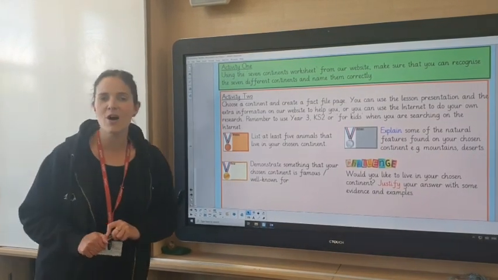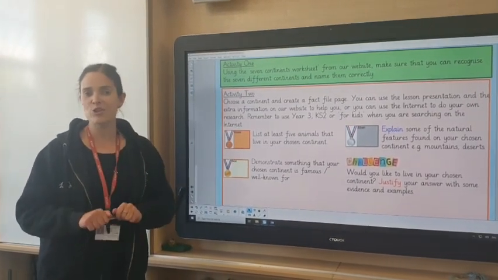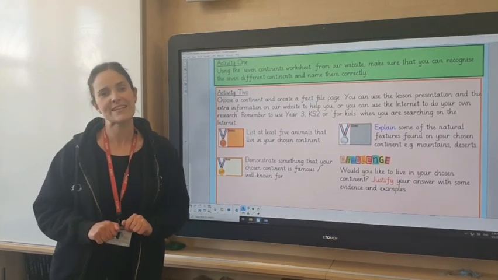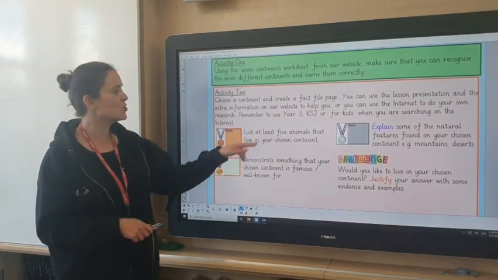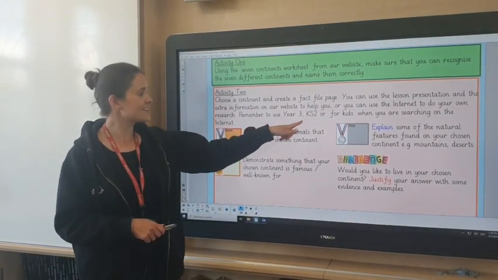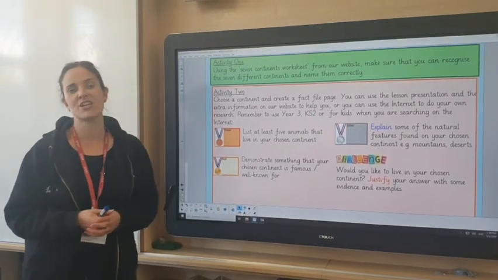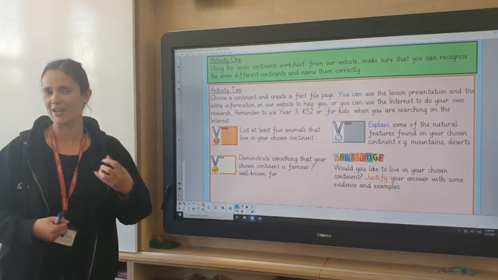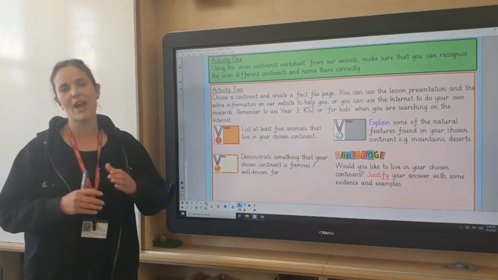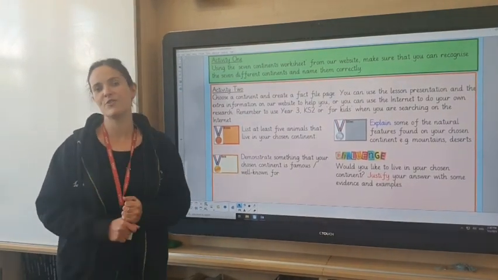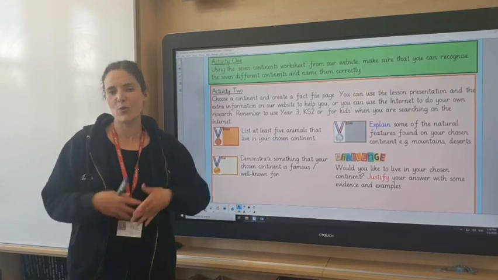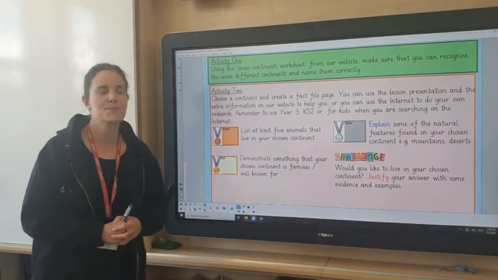Just remember, if you are going to do your own research, let your parents know first that you are using the internet, and make sure that you use Year 3, Key Stage 2 or the words for kids when you are searching about Europe or Africa or Asia, just so the information that you get is suitable for you and easy to read through with pictures and that sort of thing.